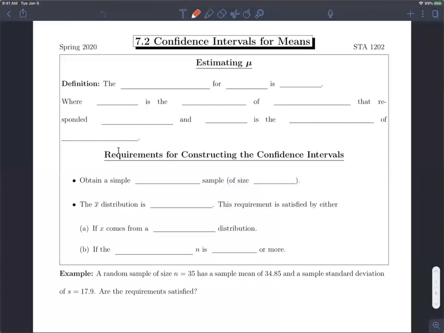The very first definition that we need is the point estimate for mu. And so the point estimate for mu is going to be, so mu is the population parameter. What is the sample statistic that goes along with mu? But yeah, it's X bar, right? And so mu is the population parameter, and X bar is the sample statistic that goes with it.